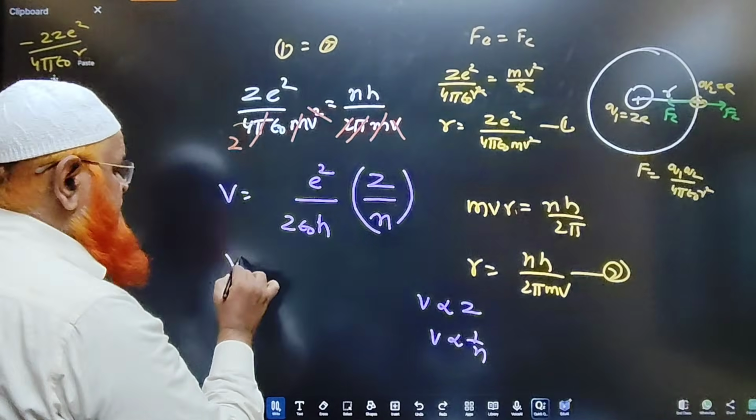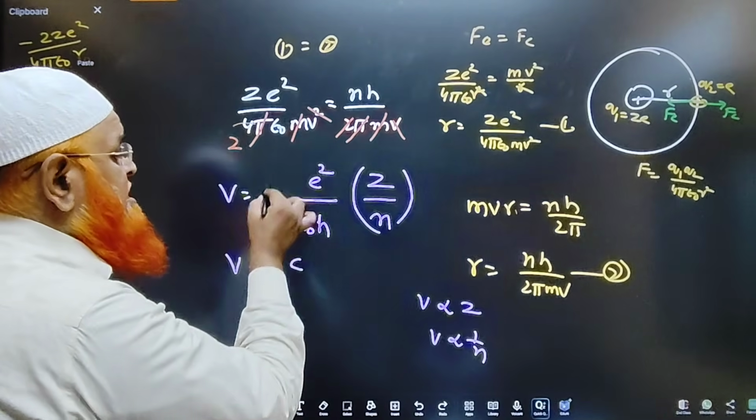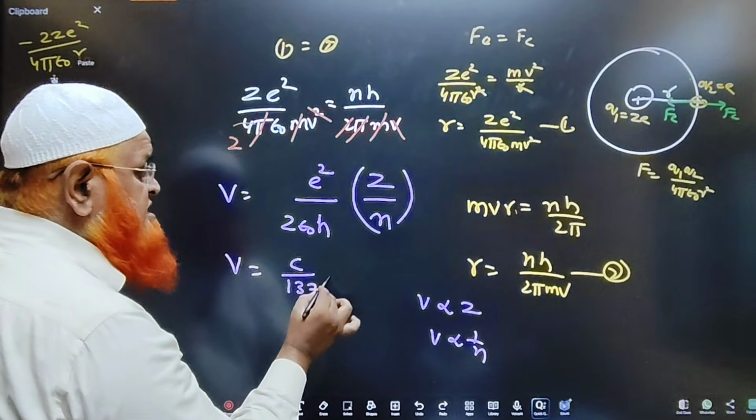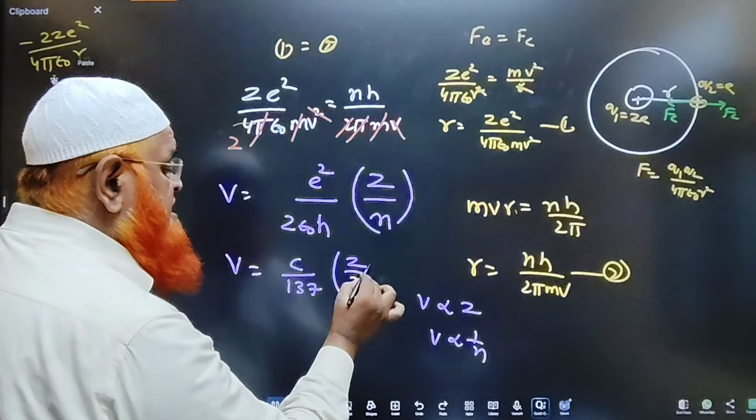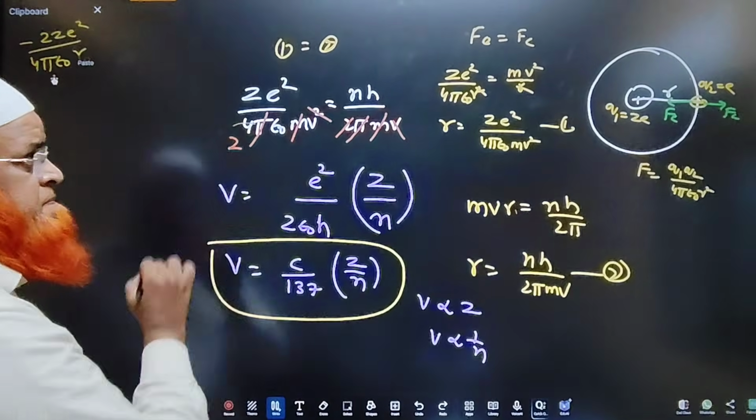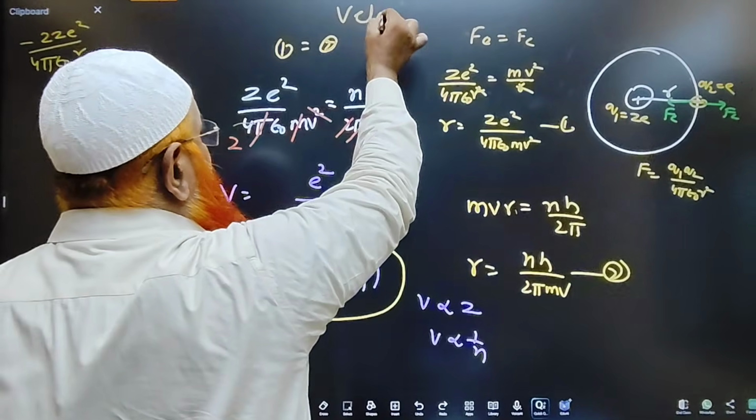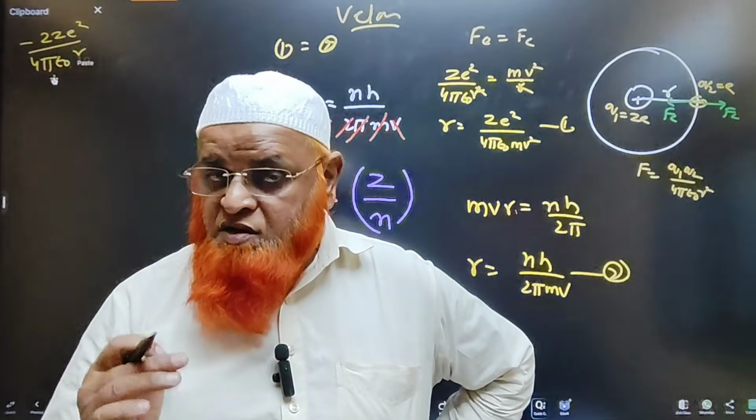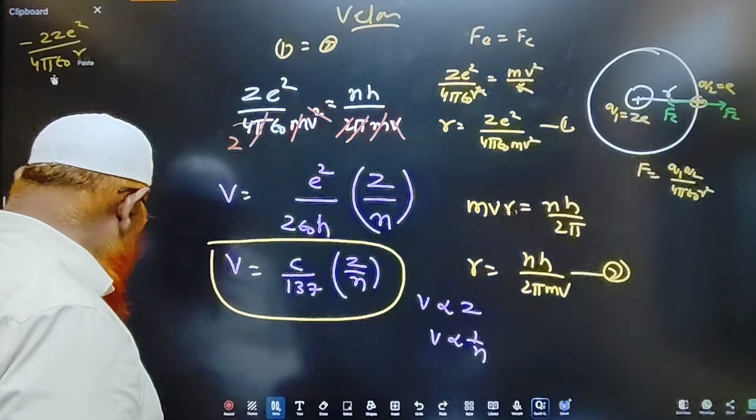Okay, so here v can be taken as this one. So the whole thing can be taken as a constant. What is that constant? c by 137, so v equal to c by 137 into Z by n, is going to be your formula here. Hope you're understanding the formula for velocity. So what did I do now? I got the velocity of an electron which is revolving around the atom.